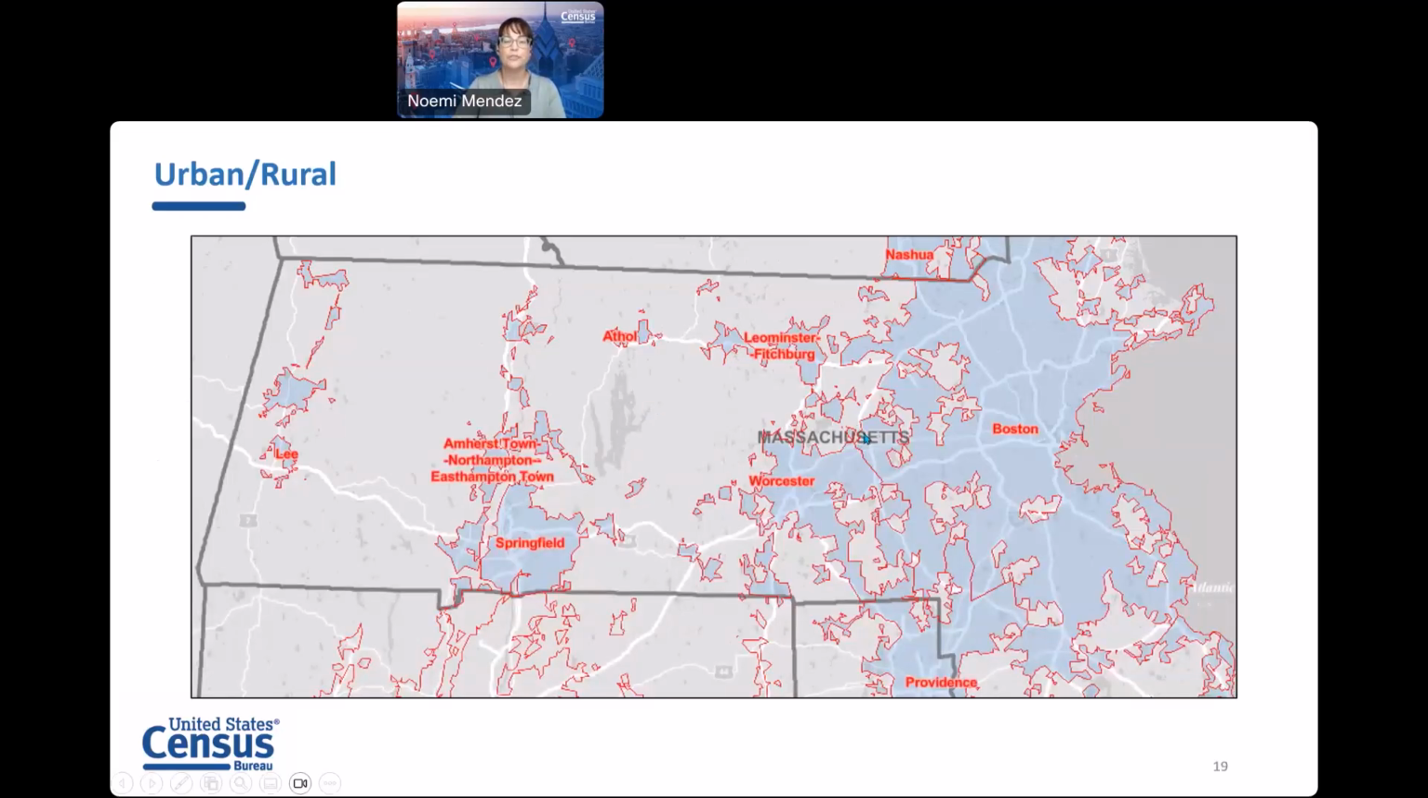Here's a map just showing Massachusetts, showing the urban areas, which are in this blue lavender-ish color. And then the balance is the rural area.